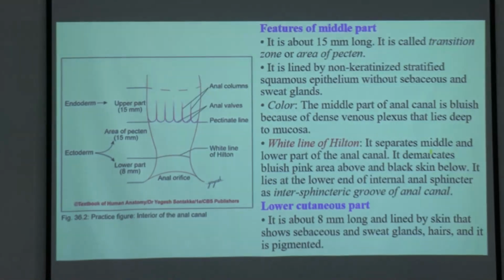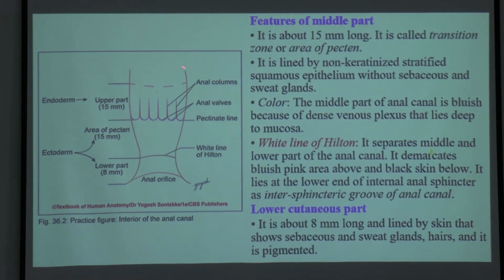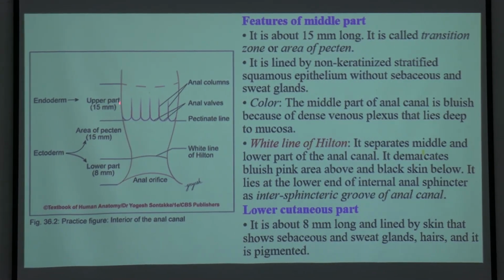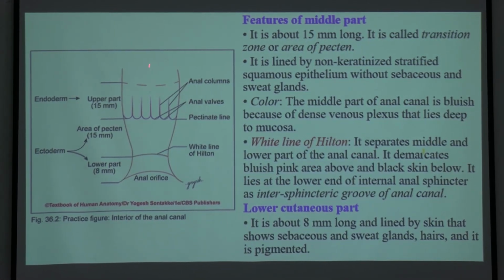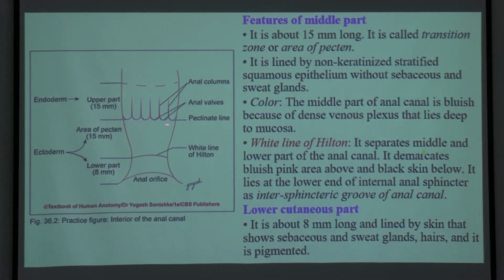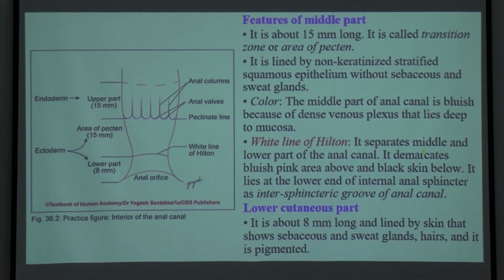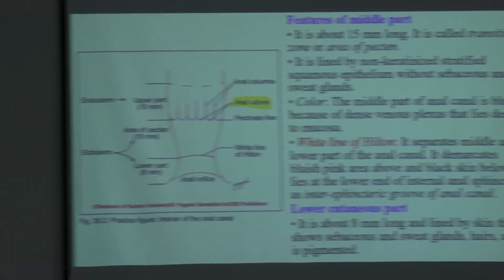Now, this anal canal, you can see the interior of the anal canal. If we cut the anal canal, we can see there are 3 regions. This is the first region, the junction between the rectum and the anal canal. And from here up to 15 millimeters, in this area we can find some anal folds, the longitudinal mucosal folds. They are called anal columns.